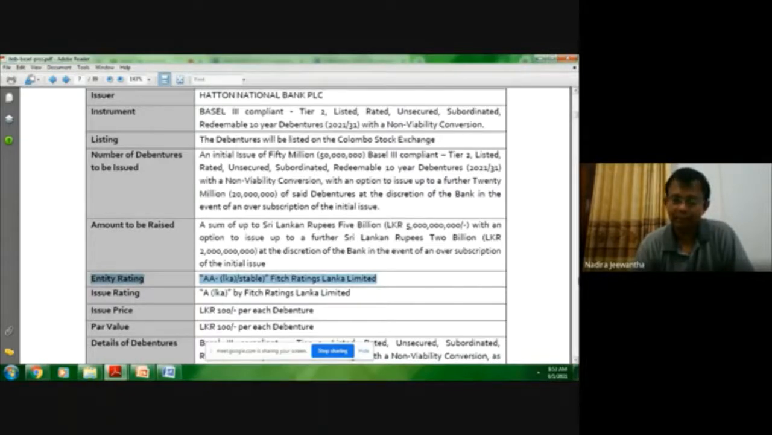They are rated. HNB debentures rated AA minus (LKA), stable, Fitch Ratings Lanka Limited. So Fitch is one of the rating companies in Sri Lanka, but the other one is ICRA in Sri Lanka, right? But who are the worldwide ones? Moody's, S&P, and Fitch. So Fitch is giving rating AA. What's the first one? AA minus.